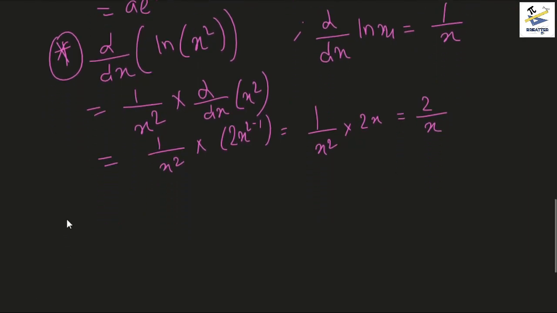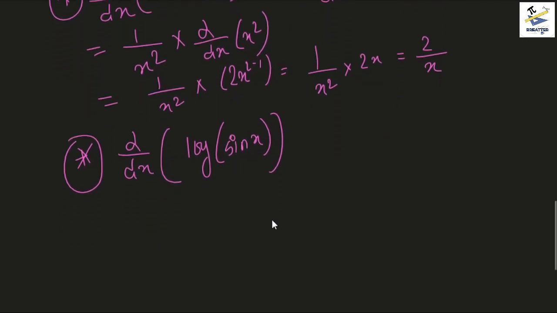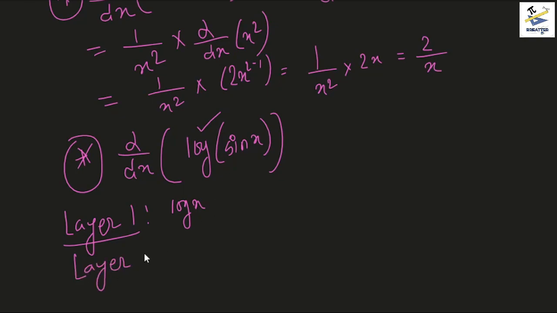Okay, one more. Let us try to evaluate d dx of log of sin x. Now how many layers are there? Let me just clarify this like this. Layer 1 is the first layer of function. This is log, so layer 1 is log x. And what is layer 2? Layer 2 is sin x, correct? So it is log x and it is sin x.